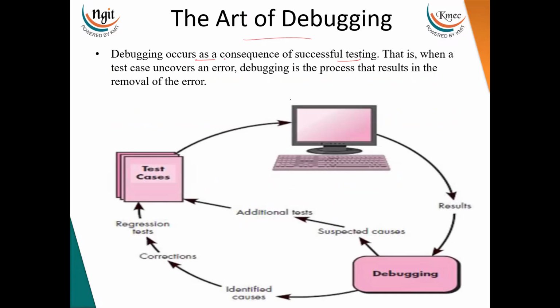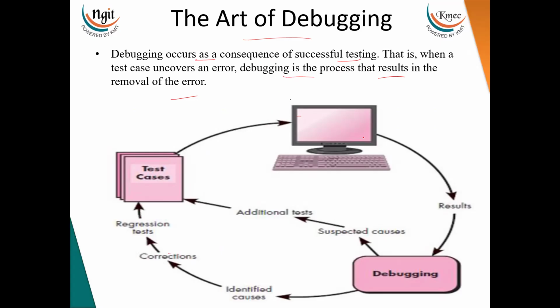So debugging occurs as a consequence of successful testing. That is, when a test case uncovers an error, debugging is a process that results in removal of the error. If you observe the diagram, the process identifies causes, corrections, and regression tests; test cases are fed to the computer after debugging is done.